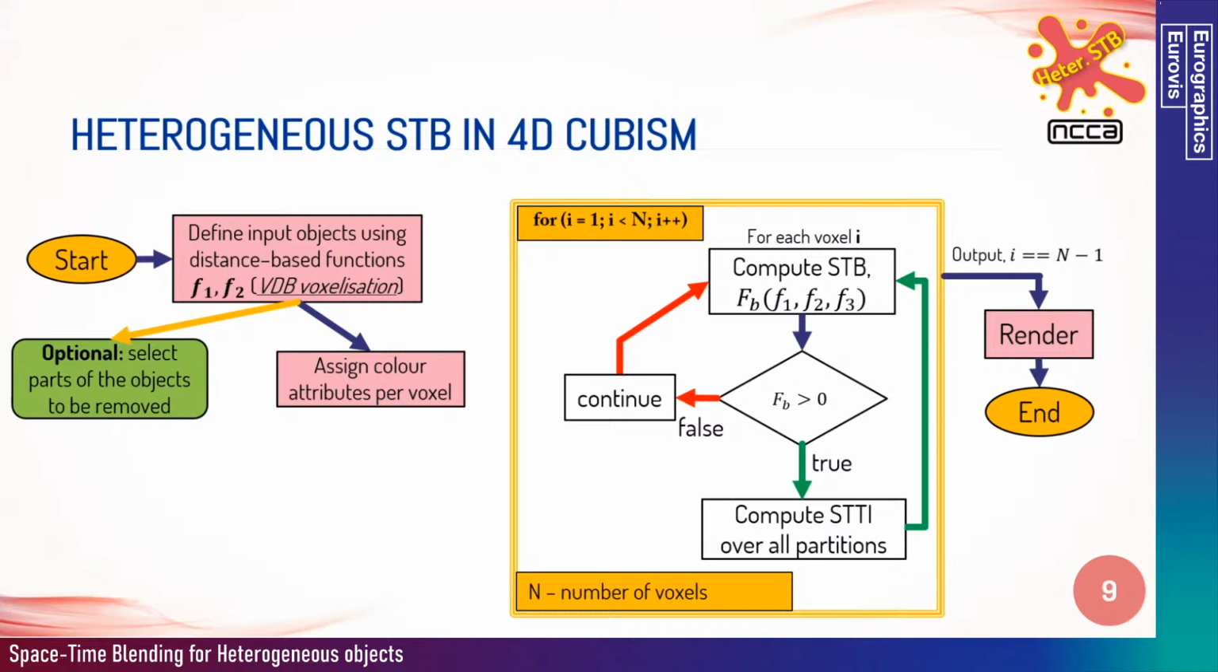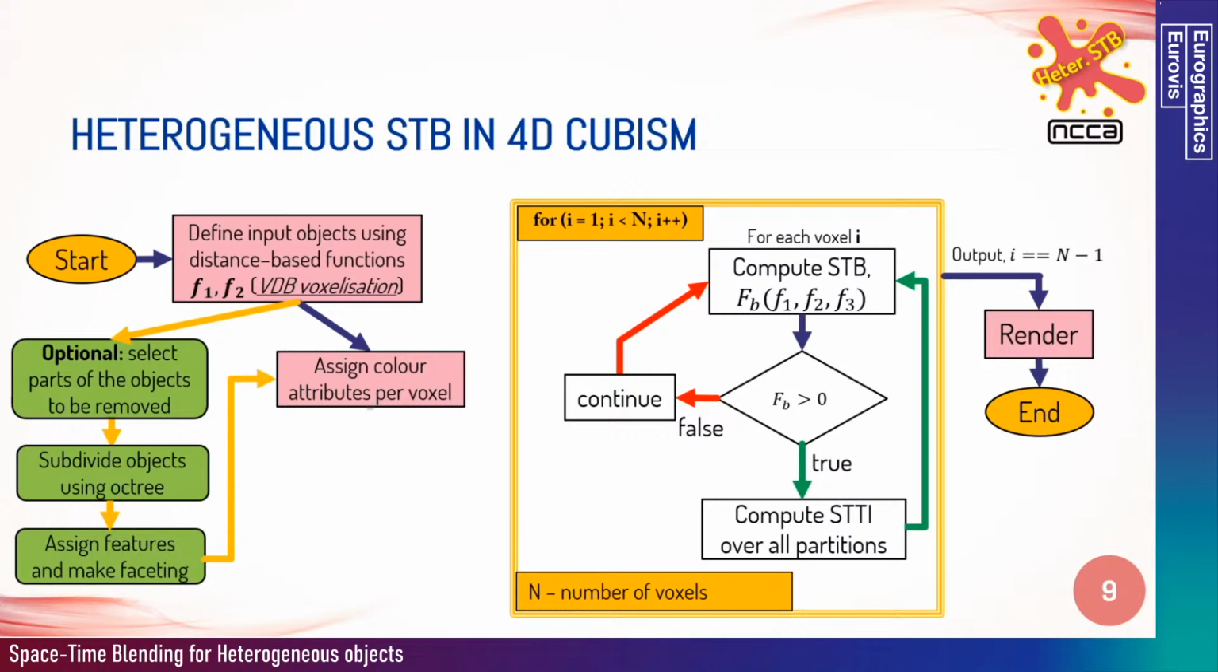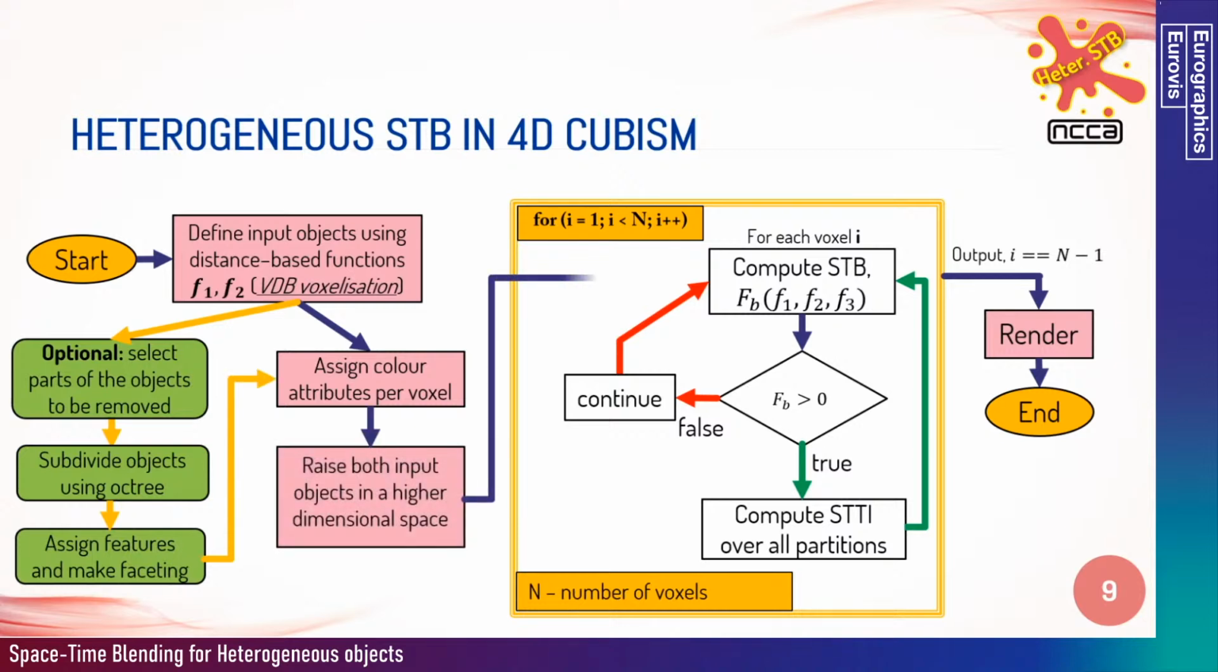We can just follow the basic algorithm, or we can partition objects to specify colored features. To do so, we first need to remove those parts of the object where we would like to place generated features. Then, using an octree data structure, we subdivide the object and specify features in the places where we have removed geometry. Finally, we do facetting, and the rest of the algorithm will follow the basic line.